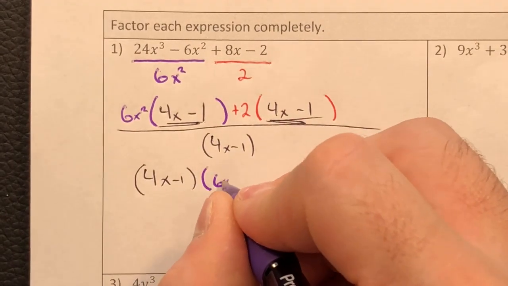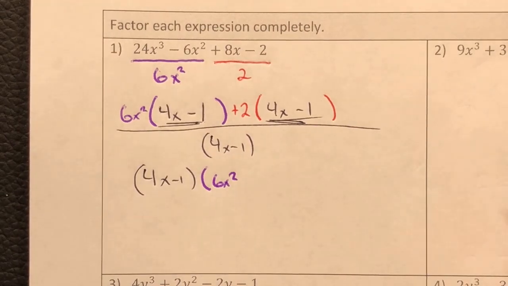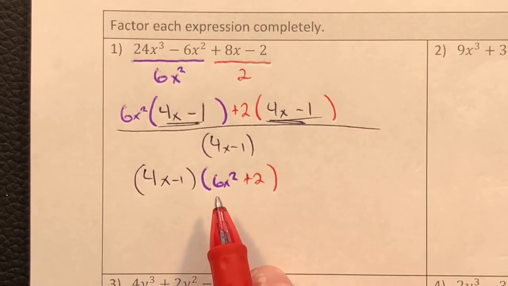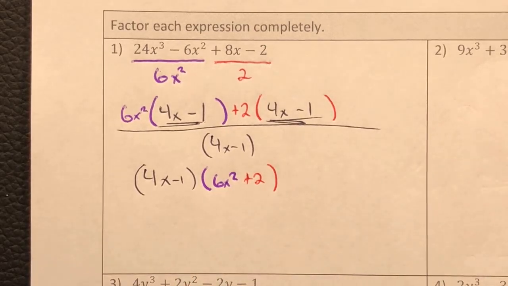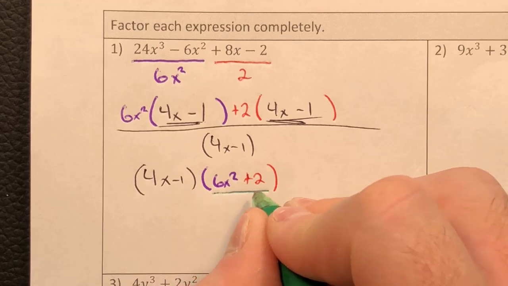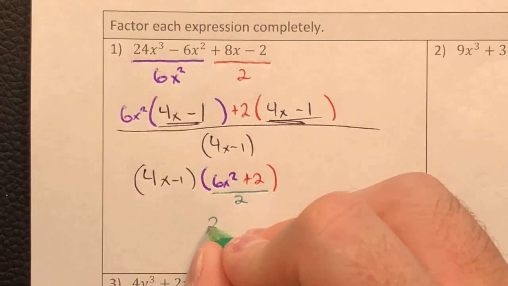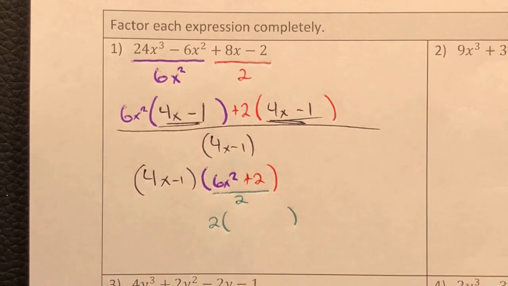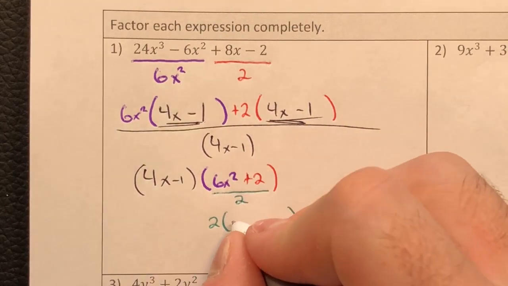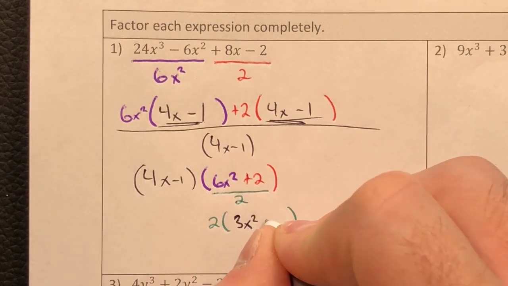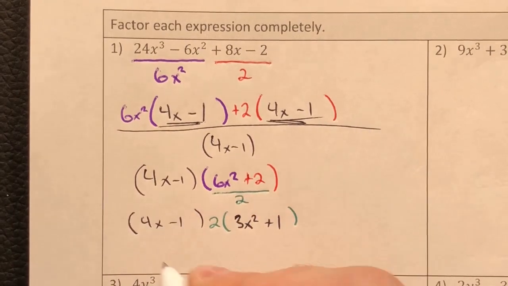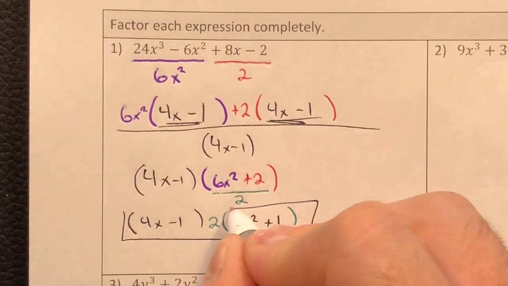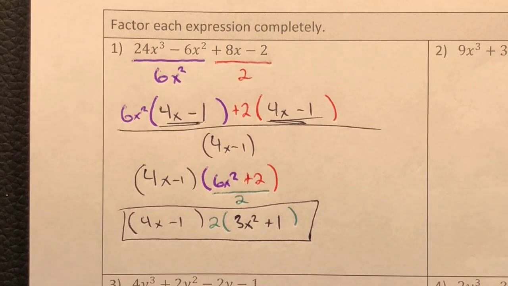Then I'll have a 6x squared plus 2. The last step that we're going to have to do is we notice that both of these are divisible by 2. So you guessed it, I'm going to go ahead and pull out a 2. So if I pull out a 2, what's left is going to be 3x squared plus 1, 4x minus 1, and that is our completely factored expression.